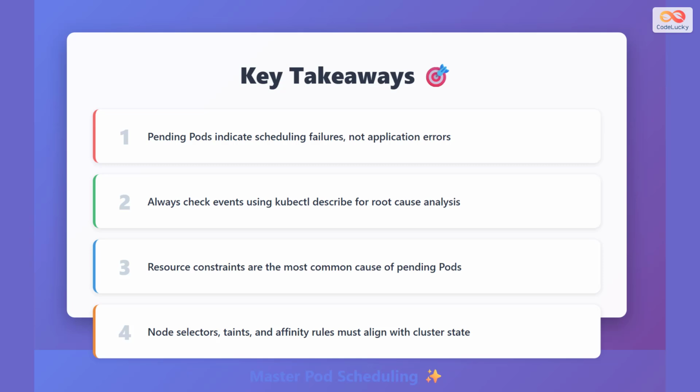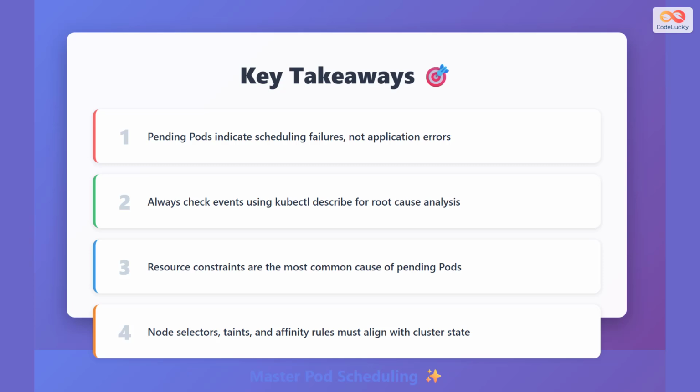Let's recap the key takeaways. First, remember that pending pods indicate scheduling failures, not application errors. The pod itself may be perfectly fine, but the cluster cannot find a suitable place to run it. Second, always check events using kubectl describe as your first step in root cause analysis. The events section provides invaluable information about exactly why scheduling failed.